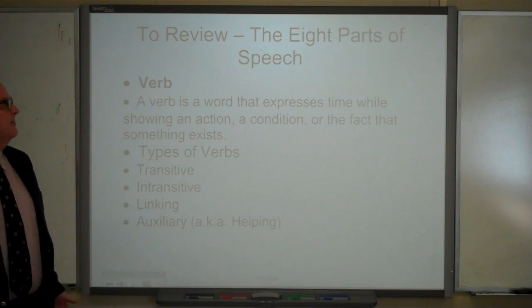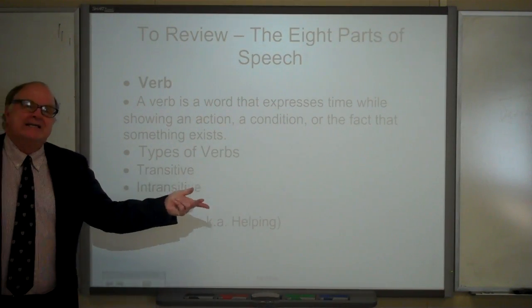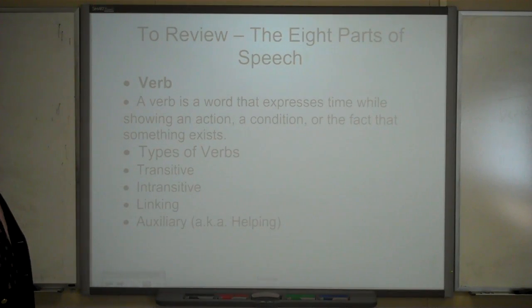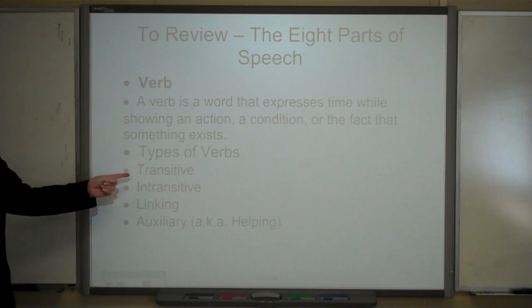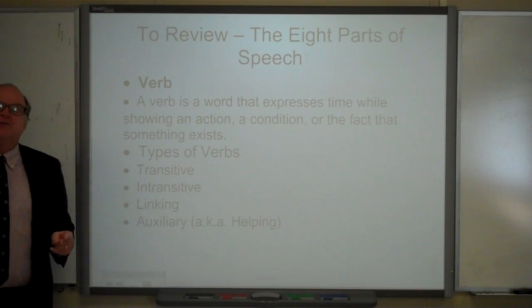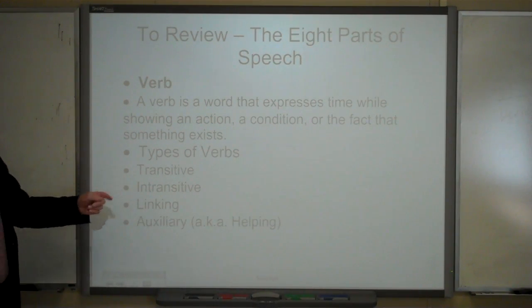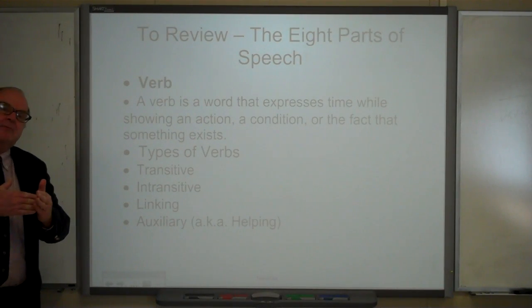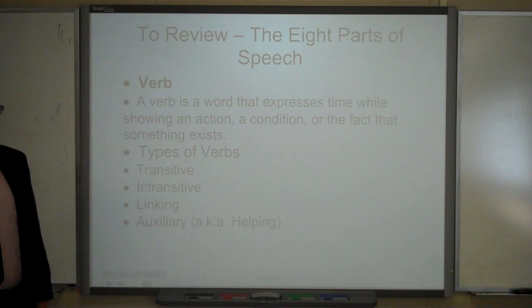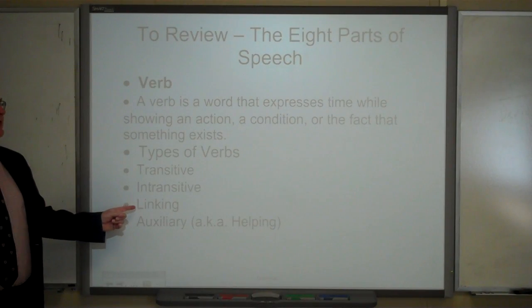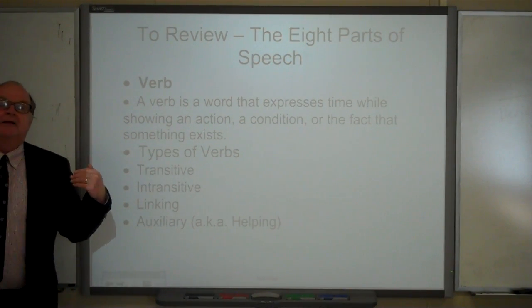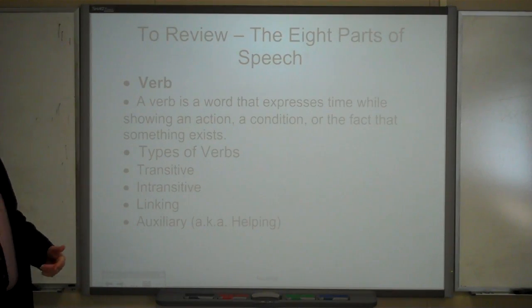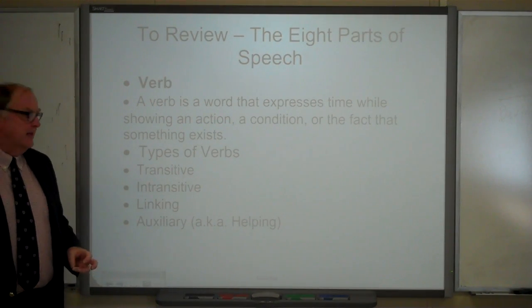Verbs either do something or they show a condition or existence of something. In English, we have 4 kinds of verbs. We have the transitive verbs, the intransitive verbs. Remember, transitive, they're acting on something else. Intransitive don't act on anything else. Linking verbs are the ones that show a condition or existence, where, I am a teacher. Okay, am in that sentence is a linking verb.